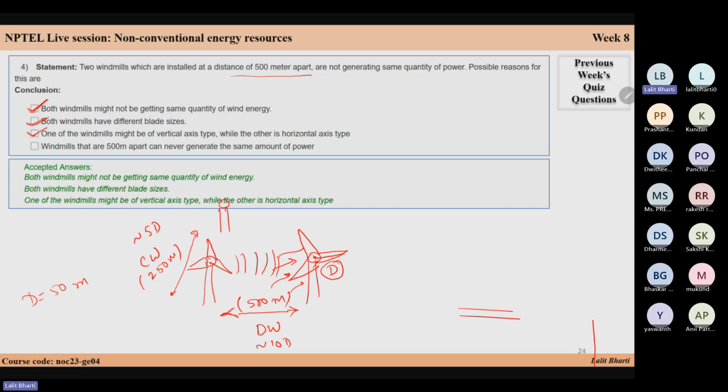The fourth one is that windmills 500 meters apart can never generate the same amount of power. But if they are 500 meters apart, they can generate equal power, whatever their efficient power is. So option 4 is not correct. Options 1, 2, and 3 are considered.